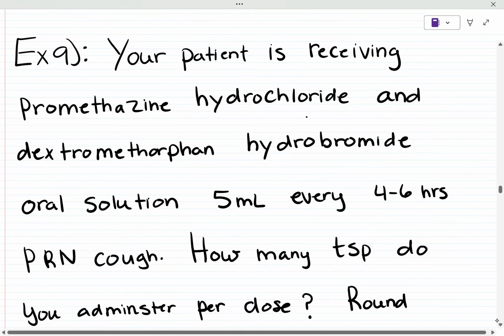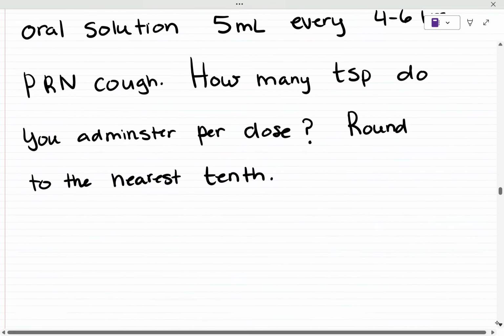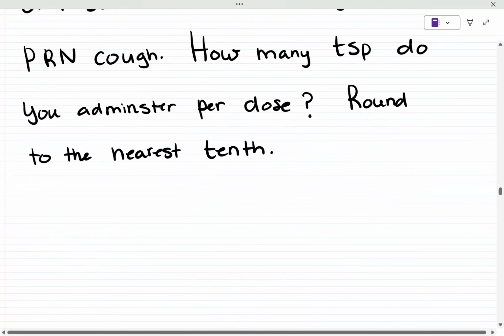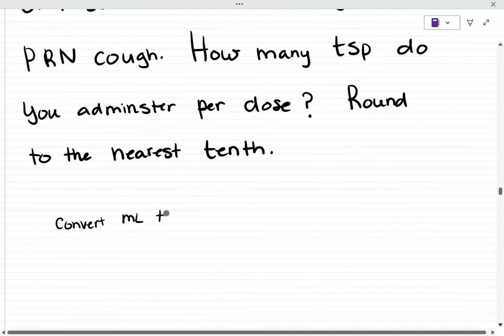So yeah, this one's a trick question, not tricky. Drug strength does not matter for this problem, just convert milliliters to TSP. So 5 milliliters is equal to 1 TSP. So your answer is 1 teaspoon will be used.